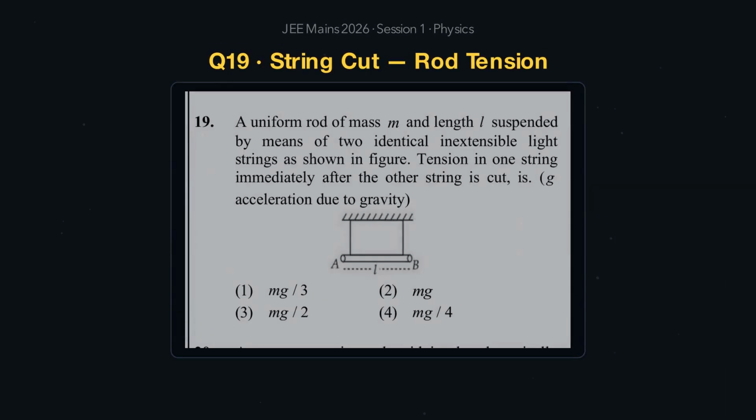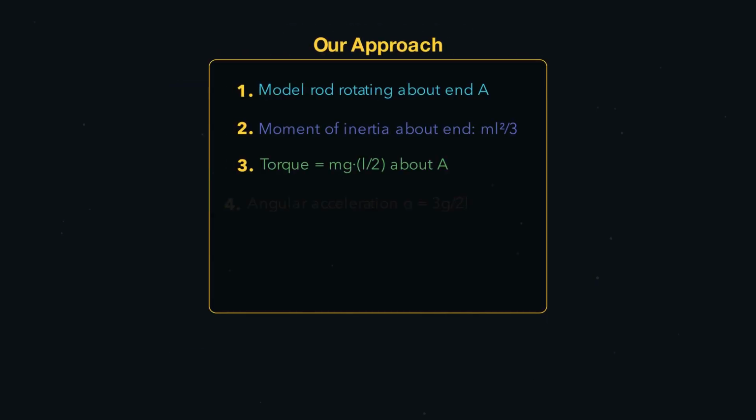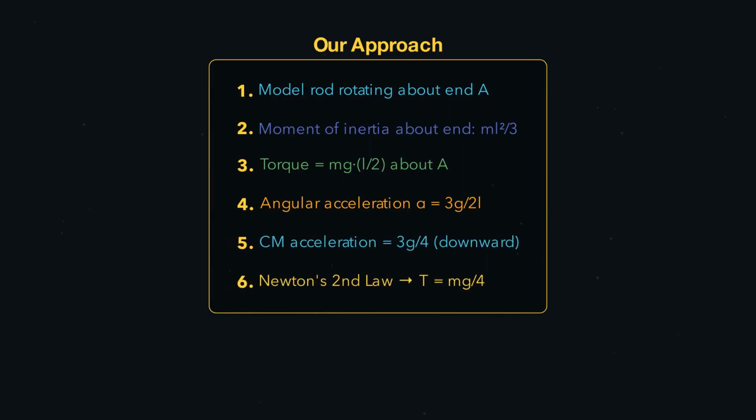A rod hangs from 2 strings. One string is cut. What happens to the tension in the other one? Here's our approach. First, we'll model the rod as rotating about end A. The remaining string makes it a pivot. Then we'll find the moment of inertia about that end. Next, we'll use the torque equation to get the angular acceleration. The key move is finding the center of mass acceleration from that. Finally, Newton's second law gives us the tension.